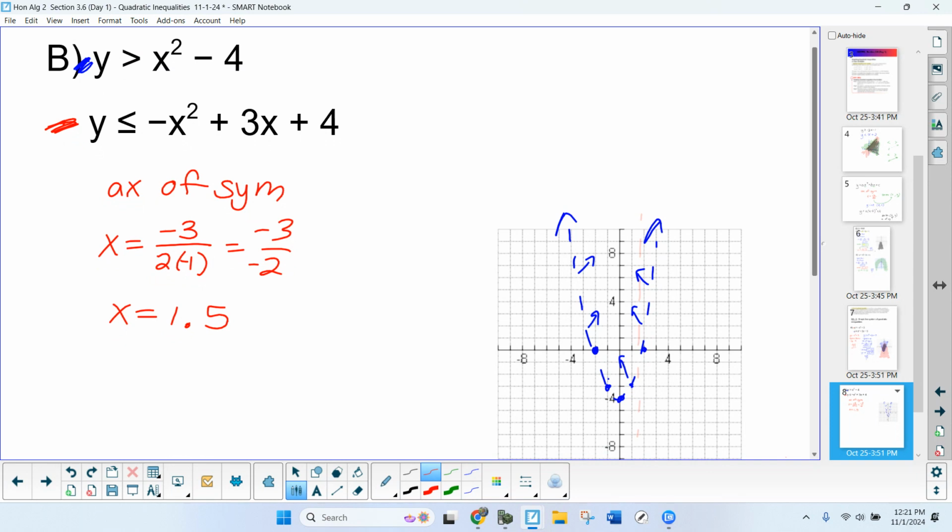Axis of symmetry. You guys are like, what's Mrs. Neville talking about? Excited to learn about those? Ooh. Okay. How about vertex?